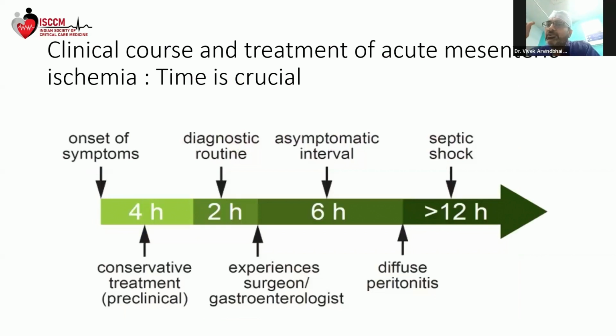So regarding the clinical course and treatment of acute mesenteric ischemia, as I mentioned earlier, time is crucial. As you can see, from the onset of symptoms, in the first 4 hours there is a conservative line of treatment and routine diagnosis, and then the irreversible phase sets in as time passes. And that can be depicted in the next slide.